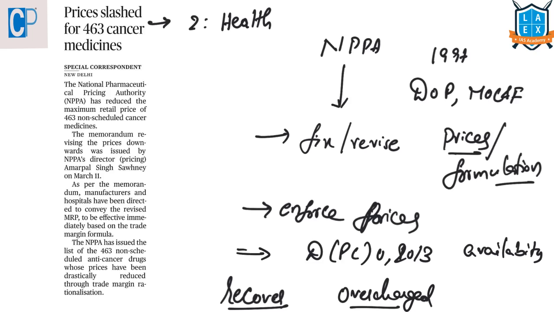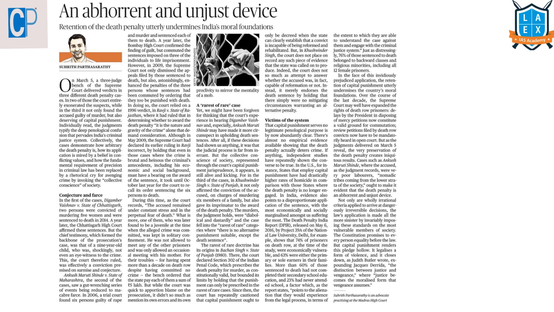Now this article is all about how this authority has reduced the prices for 463 cancer medicines. The next article is "An abhorrent and unjust device." This article comes under GS paper 2 under the topic of polity, and it also comes under GS paper 4 under the topic of ethics.